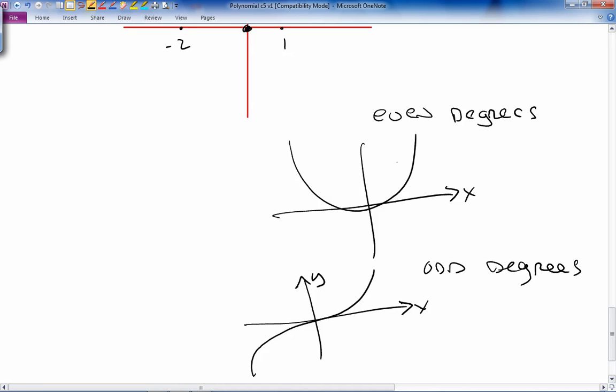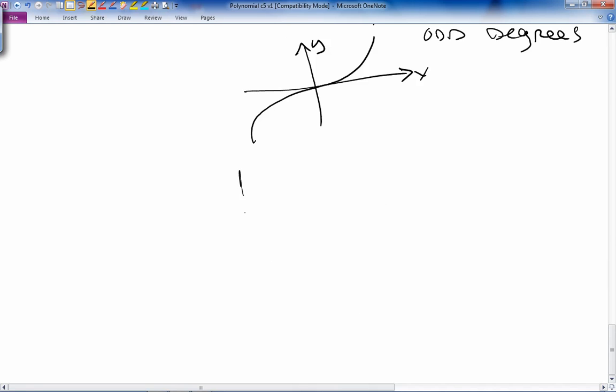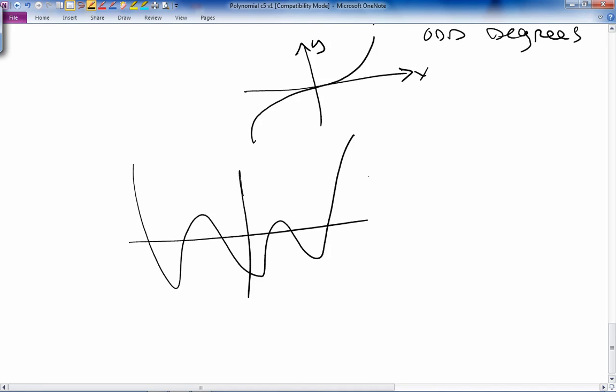Realistically, even degrees are always going to be kind of parabola shaped. Not exactly a parabola, but kind of a parabola. Odd degrees will tend to have this type of shape. Now there could be more bumps going on. For example, it could be something like that. That's still even because the general flow of it looks like that. So things to keep in mind.